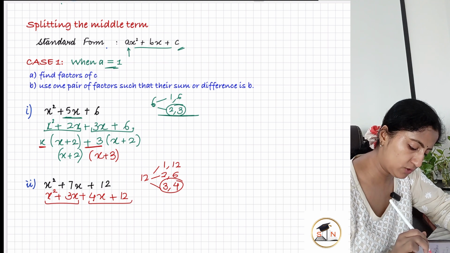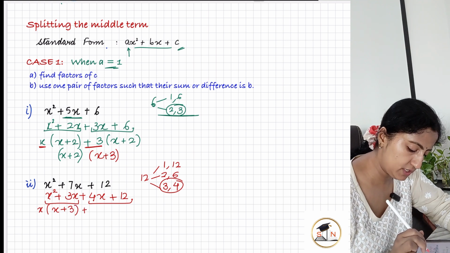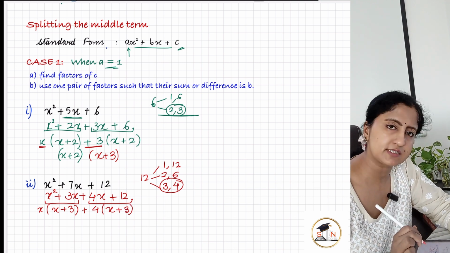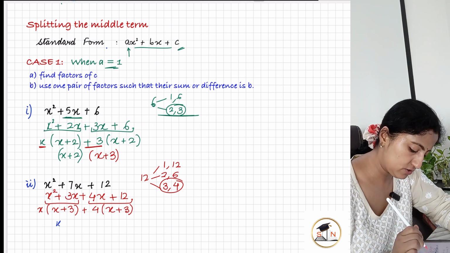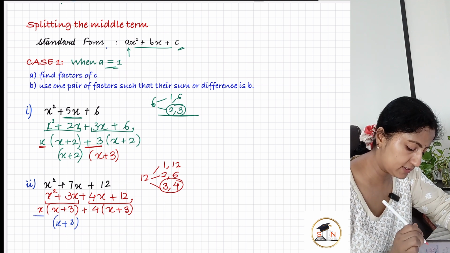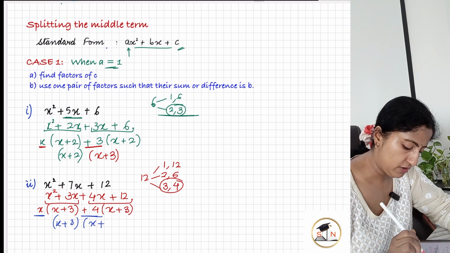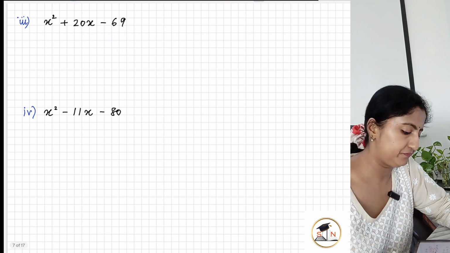Now, making two groups, taking out common factors, we are left with x plus 3, 4 is common, and we have x plus 3 once again. Now the last step, what is the common group amongst the two? It is x plus 3. So that becomes your first factor. And the next factor is x plus 4. So we got our two factors as x plus 3 and x plus 4.